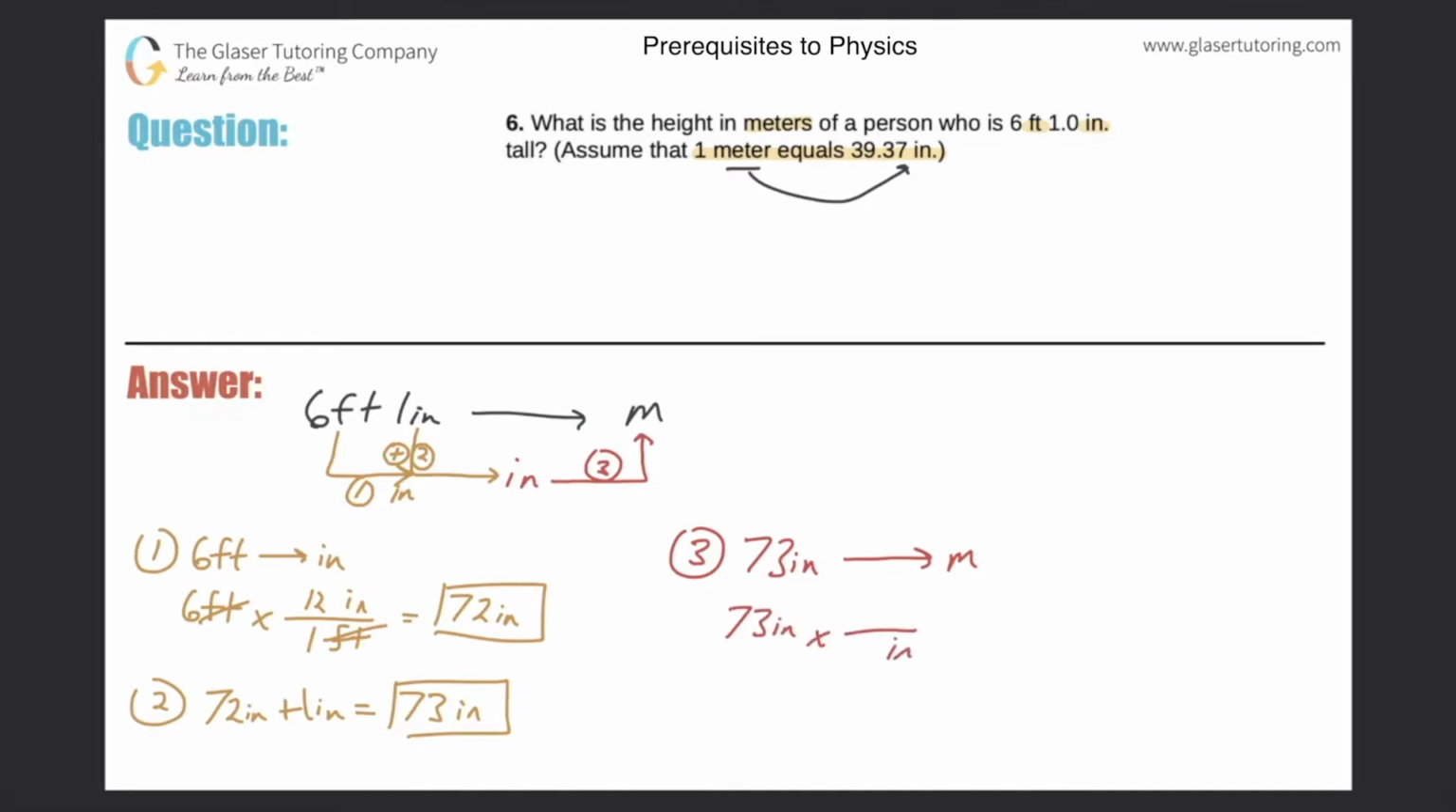Inches will go on the bottom, meters will go on the top, and now I need to know the relationship. So we look back in the problem and we know that 1 meter is equal to 39.37 inches. The inches cancel, so this basically works out to be a division. So let's plug that into the calculator. 73 divided by 39.37. And that works out to be approximately, and I'm going to round slightly, 1.85 meters. That's the final answer.